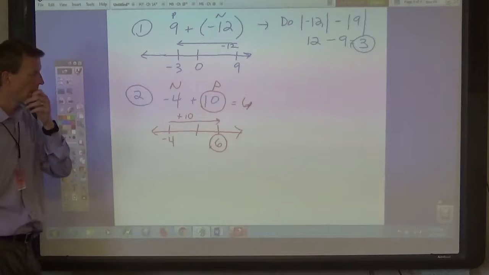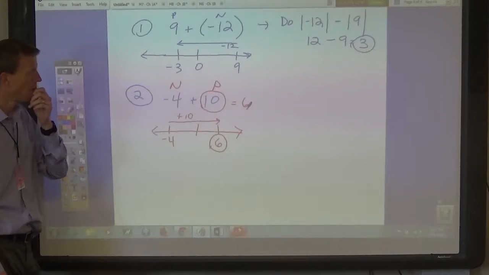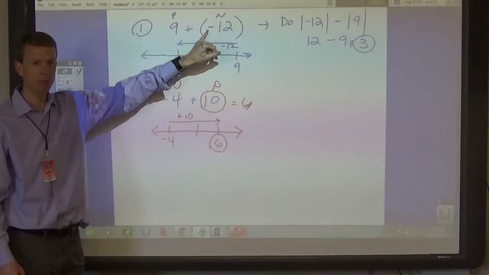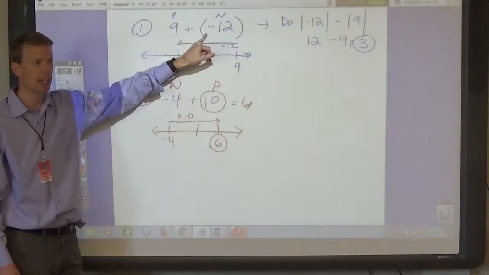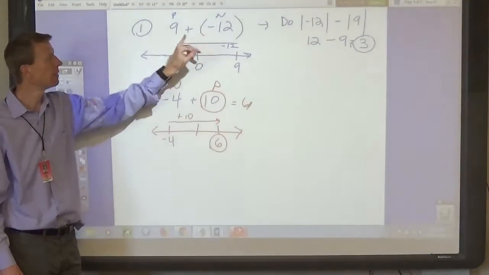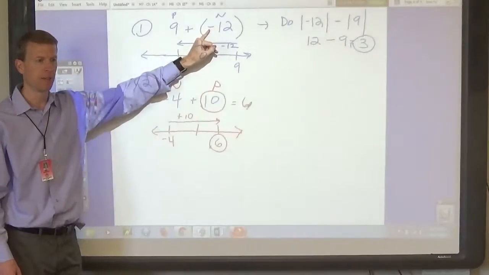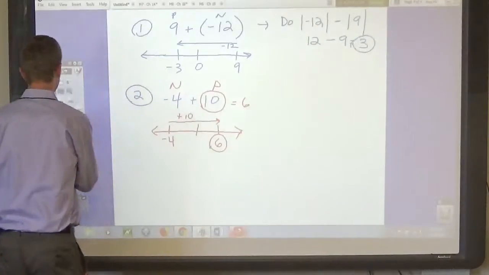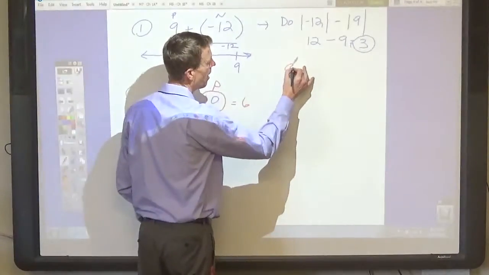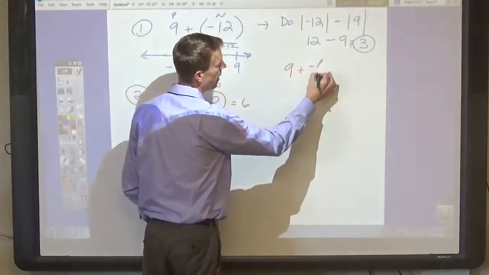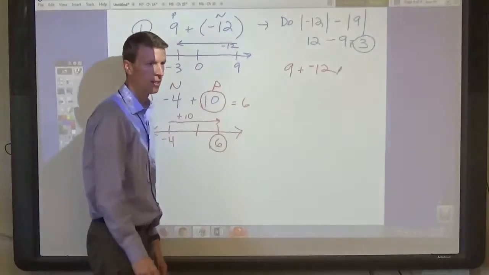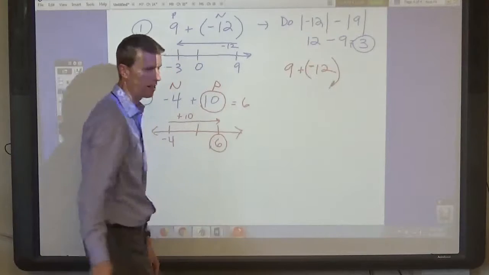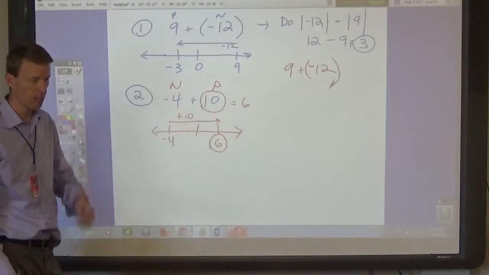What is the number 1? What do the parentheses do? They separate the two signs. Sometimes you see the parentheses separating the plus sign and the minus sign. Sometimes you'll just see it written like 9 plus negative 12. But the parentheses are just separating the two signs, the negative sign and the plus sign.